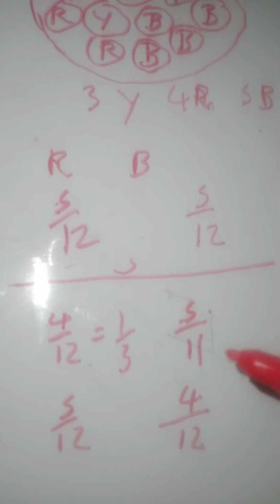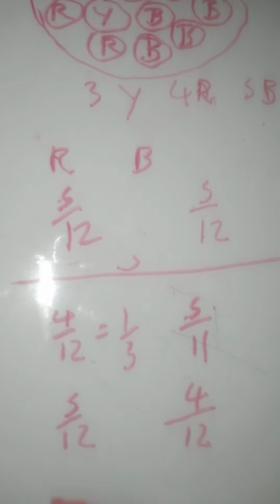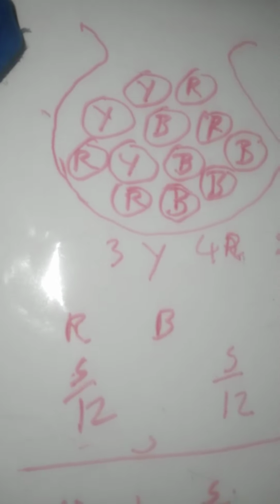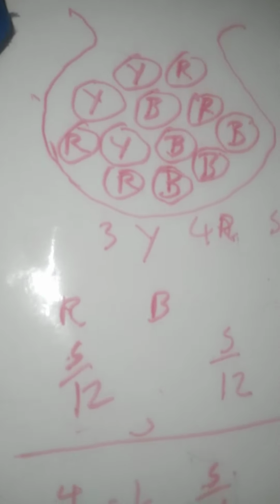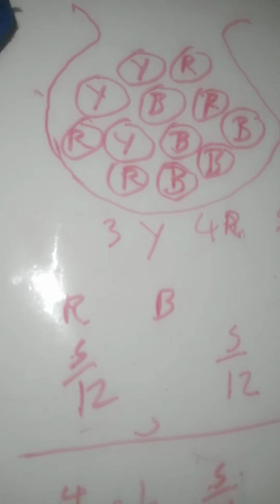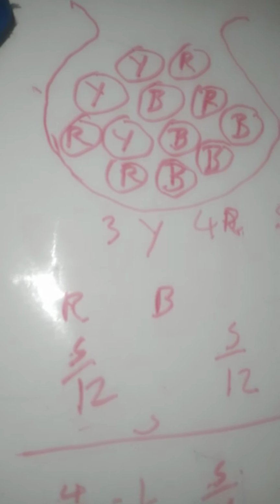It does not depend on the first one. But this one depends. If this one is taken, this will be the result. This is taken, this is the result. So basically, I want you to memorize that whenever something is taken and replaced, the result of the second does not depend on the first. But when something is taken but not replaced, the second one does depend on the first.